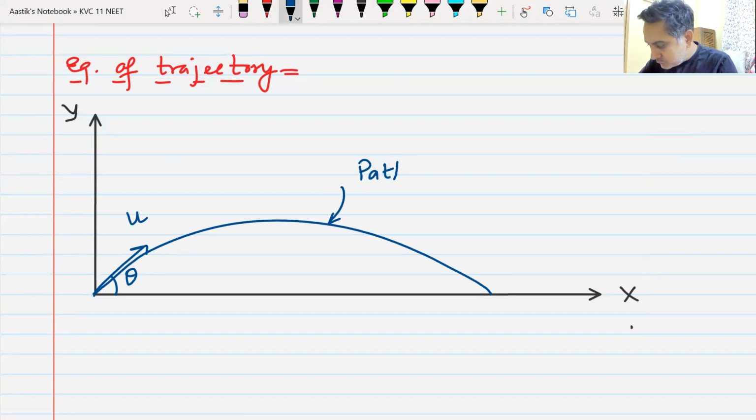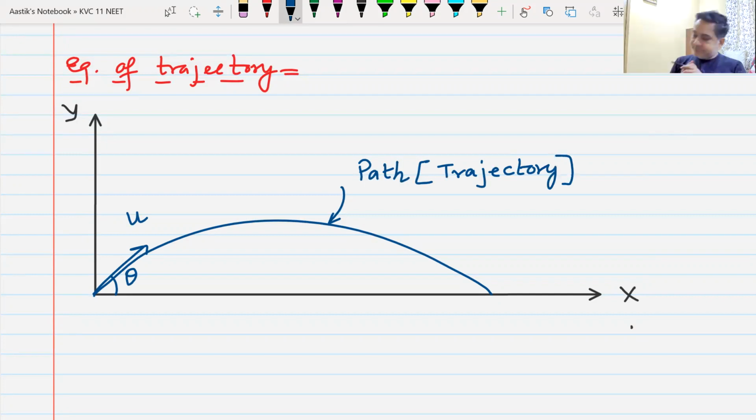Yes or no? This is the path. This is how the particle goes. Instead of using the word path, we can use the term trajectory. It is a mathematical term, trajectory. The path that this particle follows can be called as trajectory.